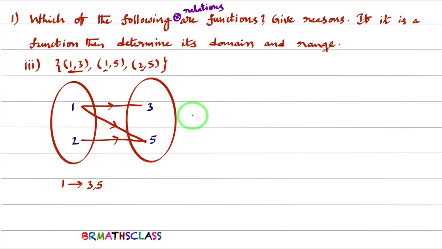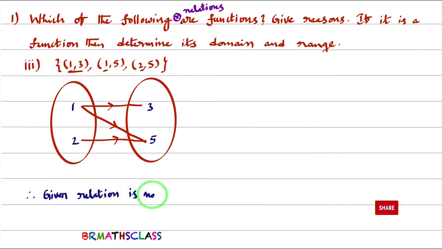In other words, how can we discuss this? Every element in the first set is used only once. Here, all the elements of the set are used, but one is used twice. Because of that reason, we can say that it is not a function. Therefore, the given relation is not a function.